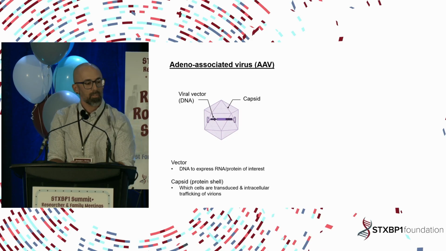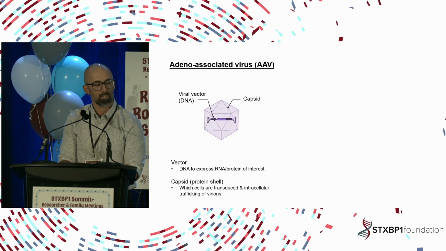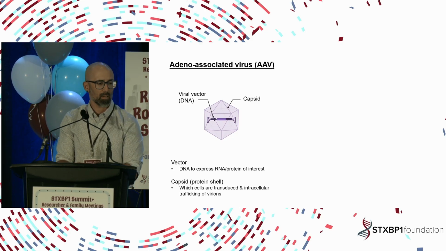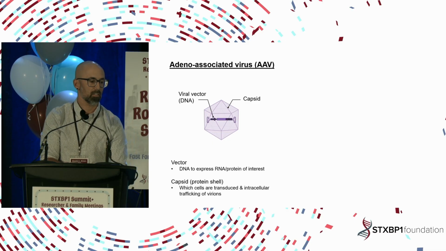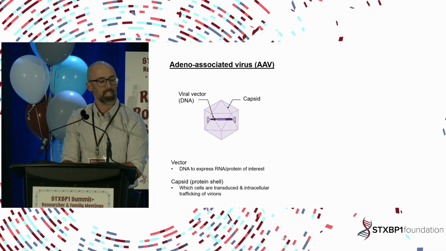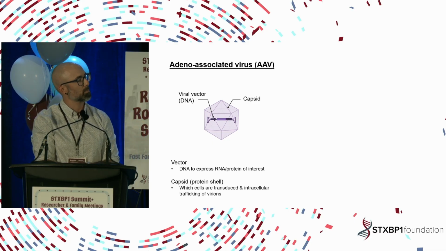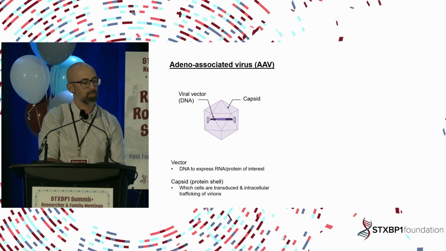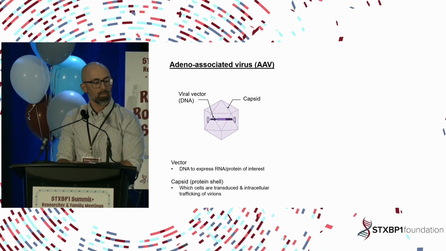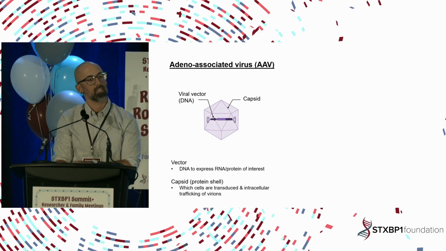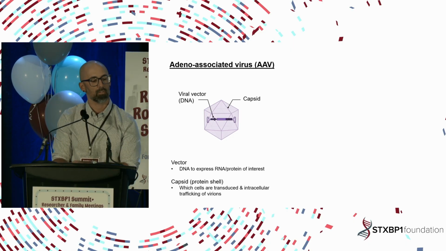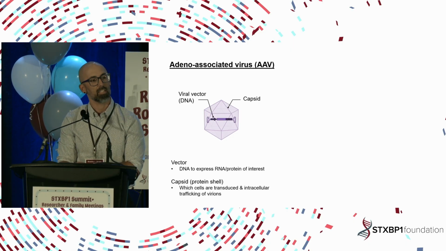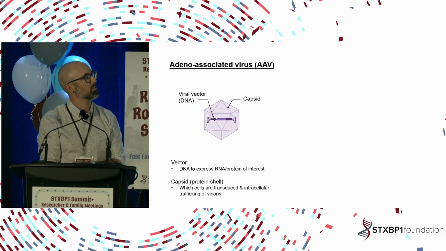If you're not familiar with AAVs, they're pretty simple viruses, relatively. There's really only two pieces to understand here. We have a vector, or the DNA that's encapsulated in the virus to express our RNA and ultimately protein of interest. And there's a protein shell called a capsid, which will influence which cells that virion is able to get into, and then also how that virion is intracellularly trafficked once it is in those cells.